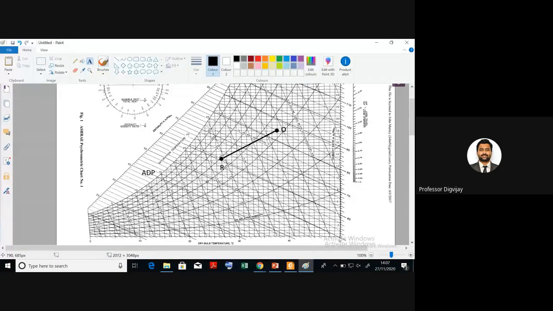Fresh air will first pass through the cooling coil. So that is why we have to join the outdoor air with the apparatus dew point. So I will join that point. So there will be another line up to the apparatus dew point. Just I will reduce its size because it is looking very big. So this will be my line here.